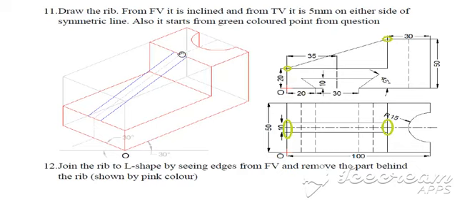So first draw this symmetric line about the 20 mm and to this top 30 mm. From the top view, it is seen that it is 5 mm above the line and 5 mm below the line, that is 5 mm on either side of the symmetric line. So mark 5 mm on this side and 5 mm on this side. Similarly, here also 5 mm on this side and 5 mm on this side. Simply join these points and complete the rib.